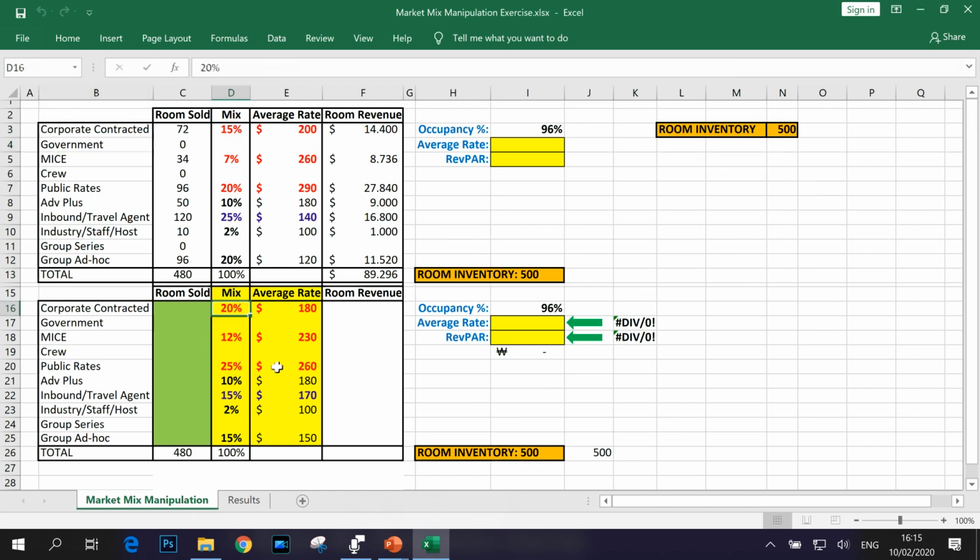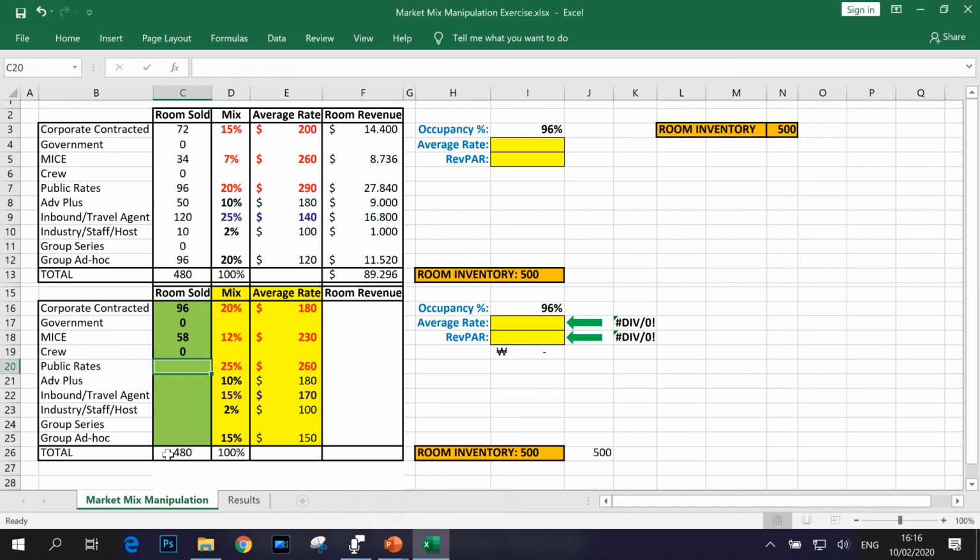Now we want to manipulate this market mix into the new percentage. We want to have a 20% market mix for corporate contracted. So we are lowering our average rate from 200 US dollar to 180, and the mix will be increasing from 15 to 20. Room nights sold will be 20% of the total room nights, 480. Government still zero. MICE, we want to have 12% of the total room nights, 12% times 480, and crew zero.